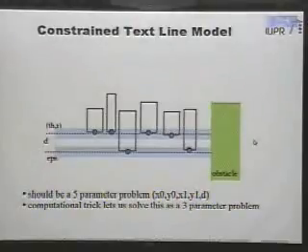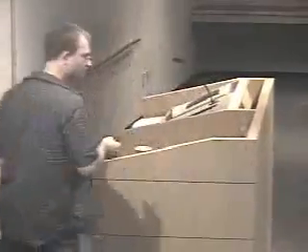And in fact, this is actually a 5-parameter problem, the start and end of each line segment, plus the descenders for constrained text line finding. But there's actually a neat little computational trick that still lets us solve this as a 3-parameter problem, because basically the endpoints are kind of implicitly given by where the obstacles are.